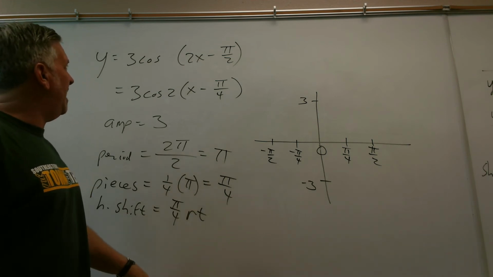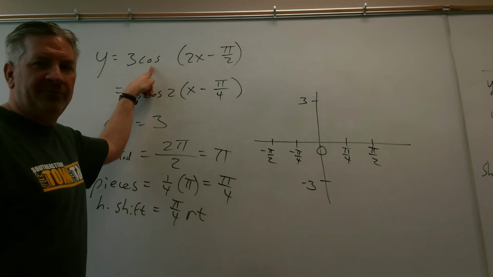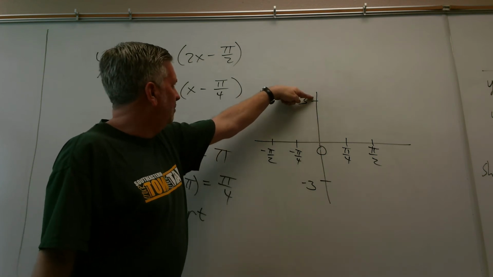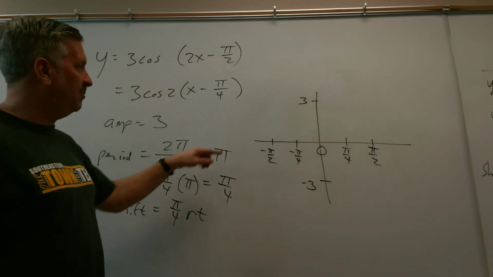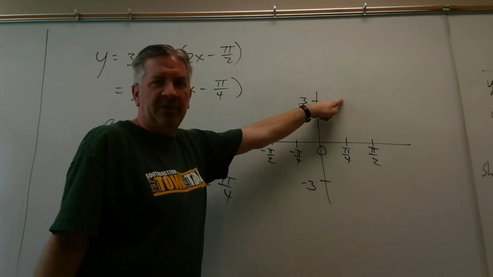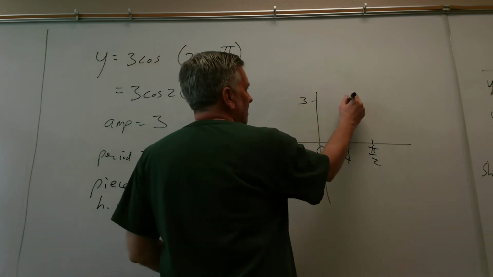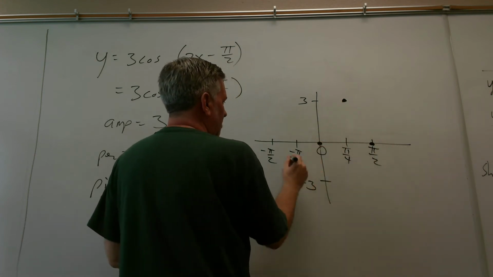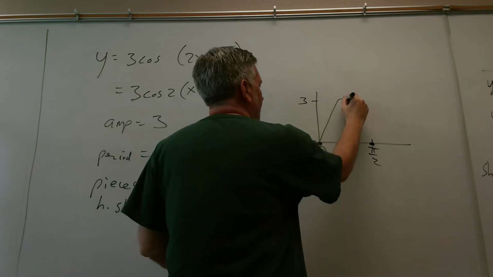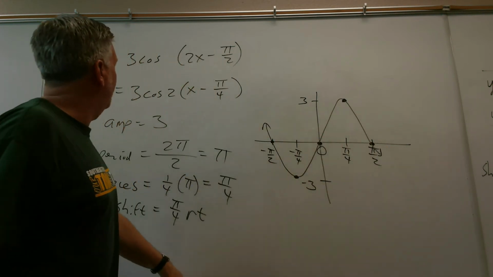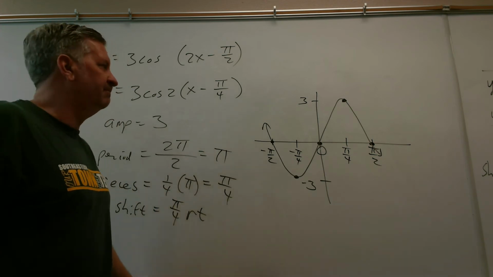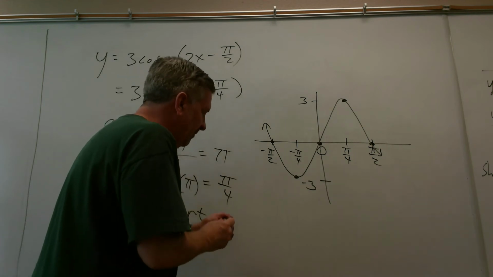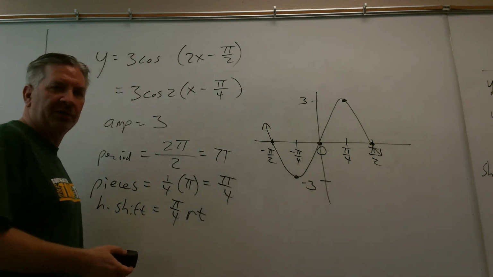So now at this point, you ask yourself, what does the original cosine graph do on the y-axis? It crosses at 0, 1, but the amplitude is 3, and we shifted to the right pi over 4, so that puts that point here. We didn't reflect, so that's going to be here. That's a high, so the middle here, middle, low, middle. And that's the graph, 3 cosine of 2x minus pi over 2. So there's 3 examples with a horizontal shift.